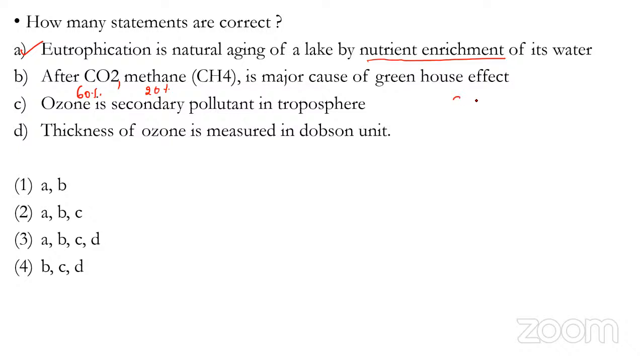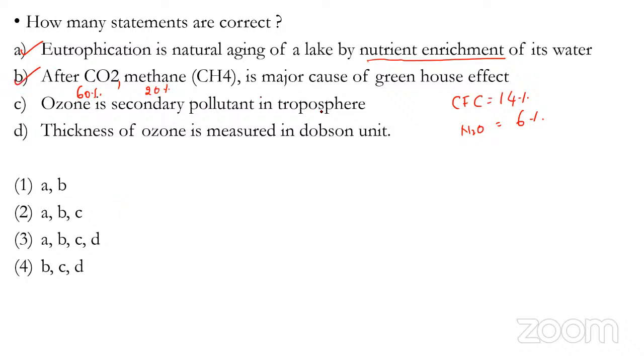Apart from that, CFCs, that is chlorofluorocarbons, contribute for 14%, and nitrous oxide contributes for 6%. So to be specific, in the descending order, it is carbon dioxide, methane, CFC, and N2O. So this is also a correct statement.